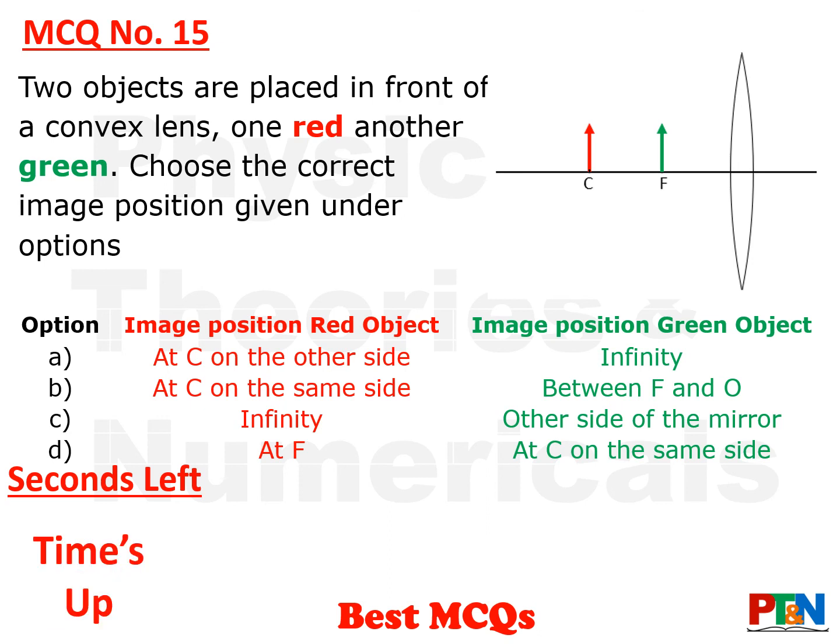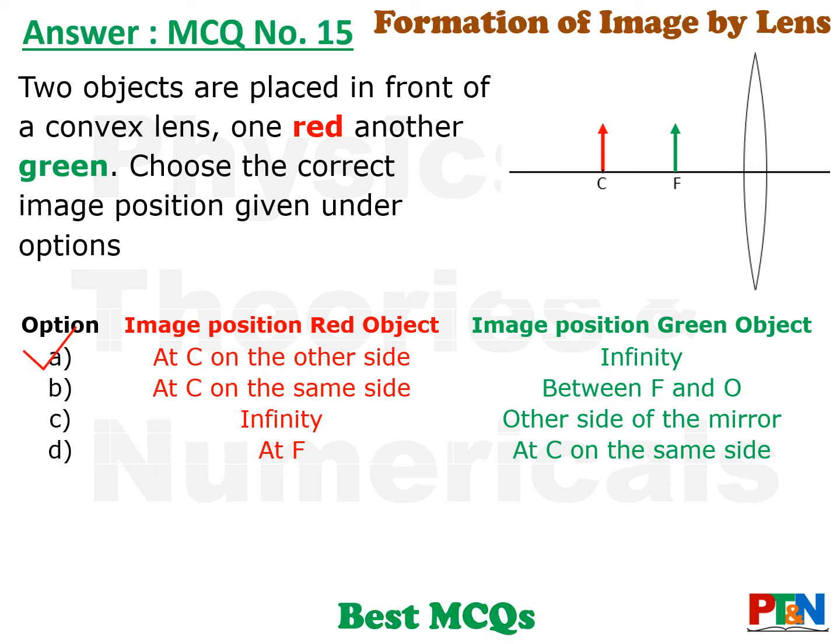Time's up. Let's see the answer. The answer is option A. So image will be formed at center of curvature only if the object is at center of curvature, which will be on the other side for a convex lens. And the green one, that is at focus, so image will be formed at infinity.